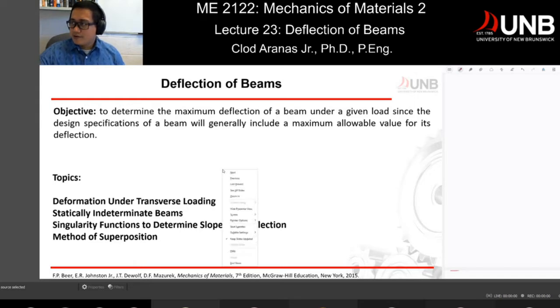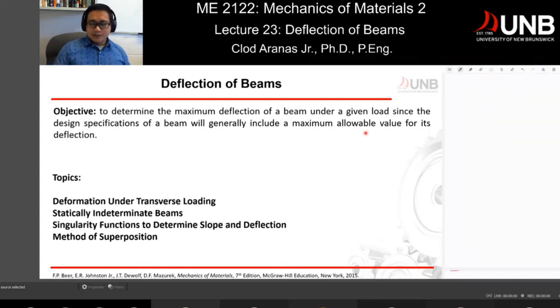For this chapter, deflection of beams, we are interested in determining the maximum deflection of a beam under a given load, since the design specification of a beam will generally include a maximum allowable value for its deflection. Just imagine you are driving a car over a bridge. That bridge has a certain very small deflection, and you're only allowed a certain deflection so that it would not fail. Once you overshoot that allowable deflection, your bridge might fail. So it's important in terms of design criteria to determine the deflection given a certain loading condition.